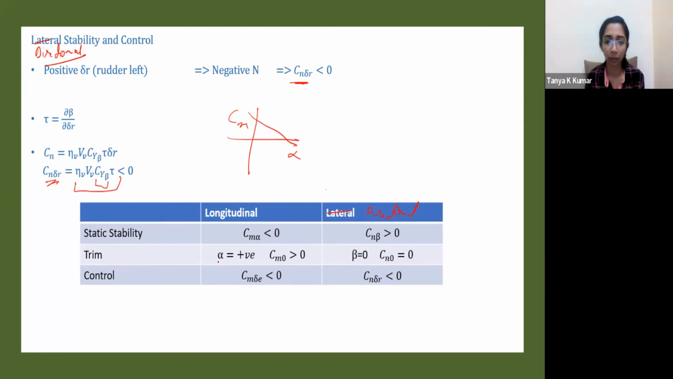For trim, we required to trim the aircraft at a positive angle of attack. We needed Cm naught to be positive. There is no such requirement in the directional case, as usually it's trimmed at beta equal to 0. So your Cn naught is 0. So when you come to the control, your Cm delta E is negative. So for a positive deflection of elevator, you generated a negative moment. Similarly, for a positive deflection of the rudder, it generates a negative yawing moment. So these two are similar.